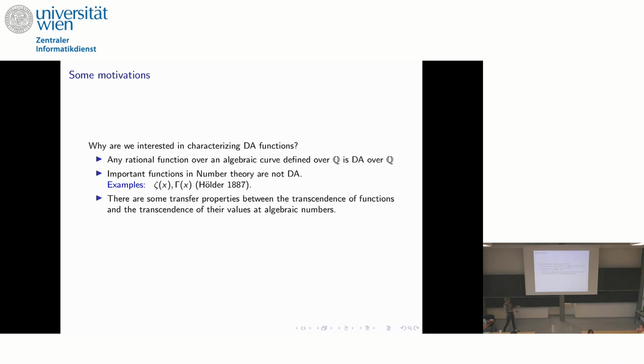Moreover, for certain classes of functions, for instance, the Mahler functions that I will introduce later on, you have some transfer properties between the algebraic relations satisfied by solutions of this kind of equations and the algebraic relations among their values. So for instance, if you are able to prove that such a function is differentially transcendental, then you will end up with the fact that the evaluations of such a function and its derivative at certain algebraic points are algebraically independent.